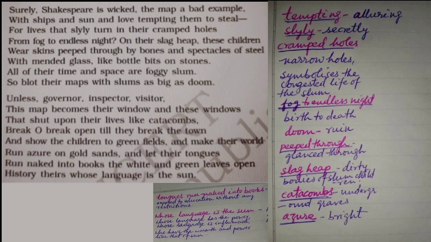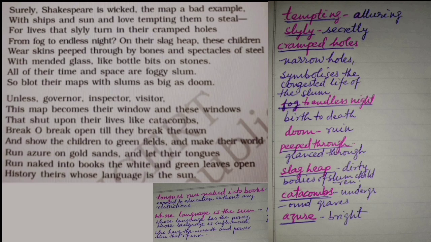Okay, now let's come to the fourth stanza. Unless governor, inspector, visitor, this map becomes their window, and these windows that shut upon their lives like catacombs break open till they break the town, and show the children to green fields, and make their world run azure on gold sands, and let the tongues run naked into books, the white and green leaves open. History theirs, whose language is the sun.